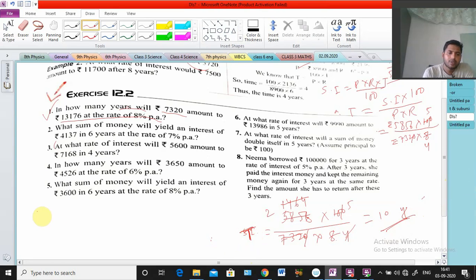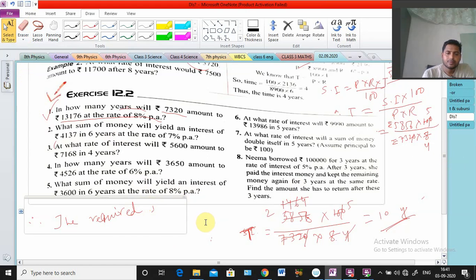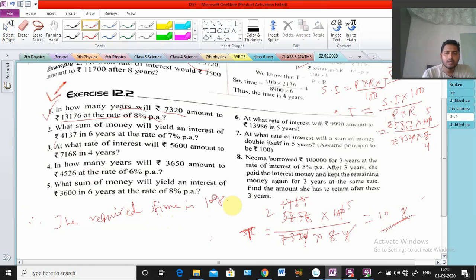Clear. So therefore the required time is 10 years. Clear everyone?